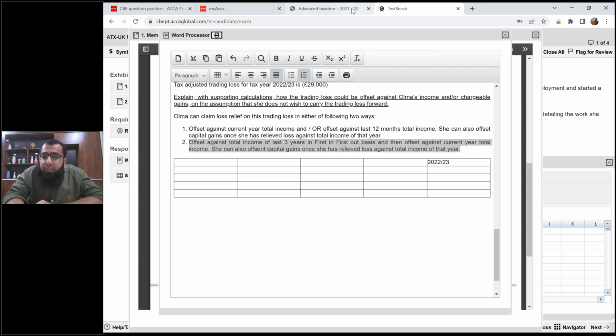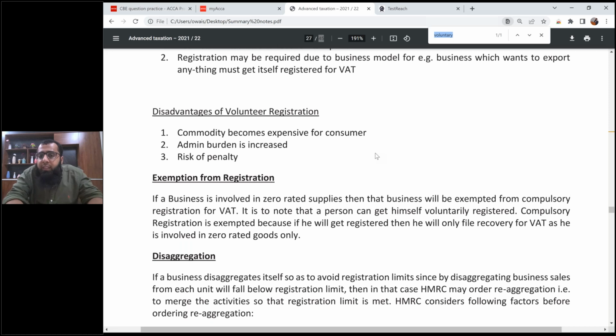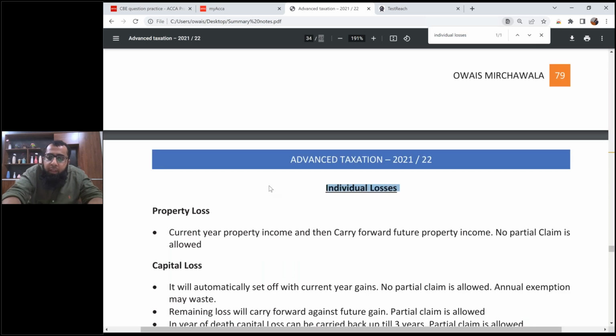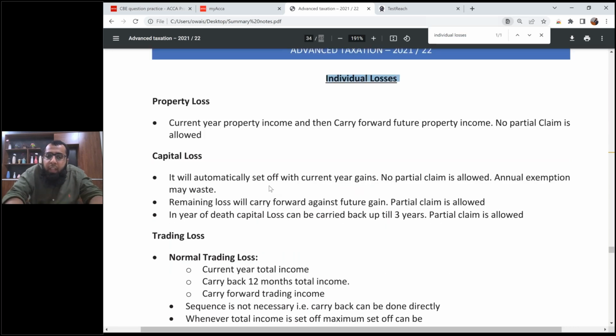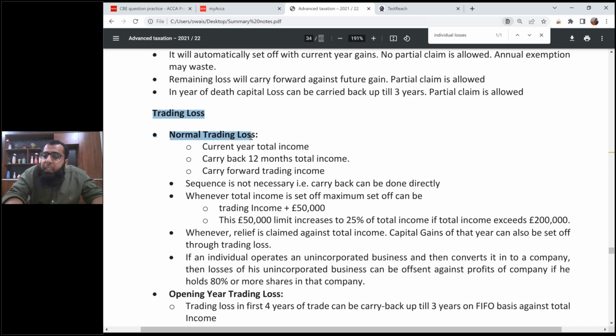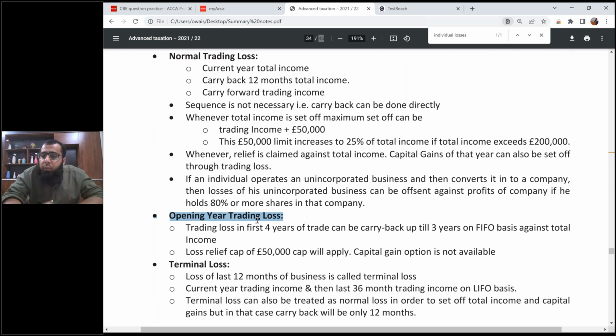If anyone wants to revise the rules, he can go to the summary notes and explore individual losses. Now, here are the individual losses. These are your trading losses. You can treat it as a normal loss or you can treat it as opening year loss. These rules can be very helpful for you.